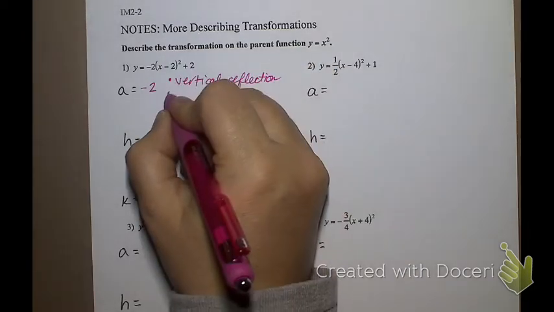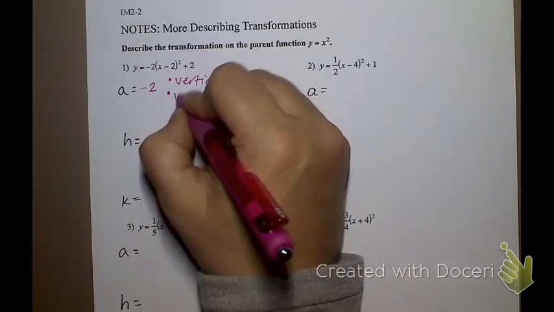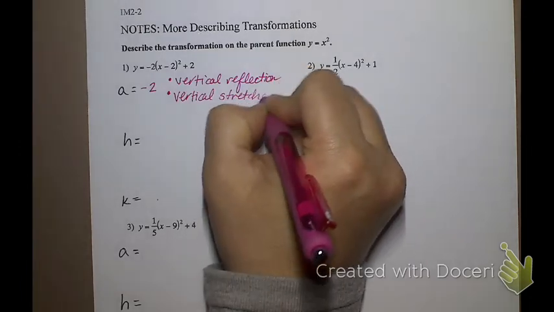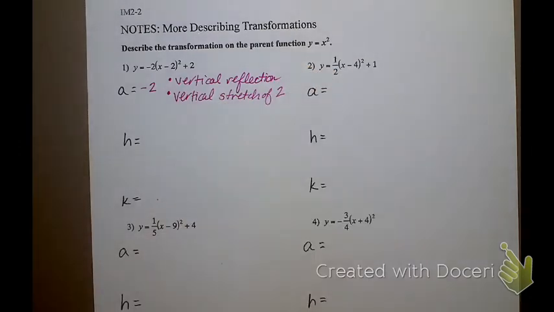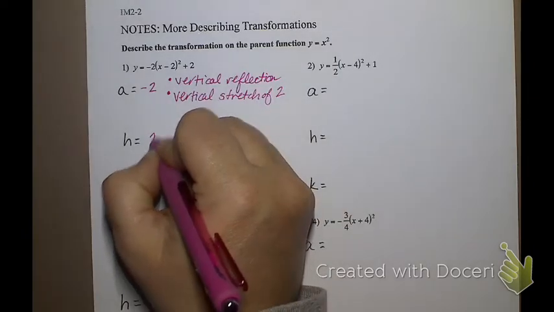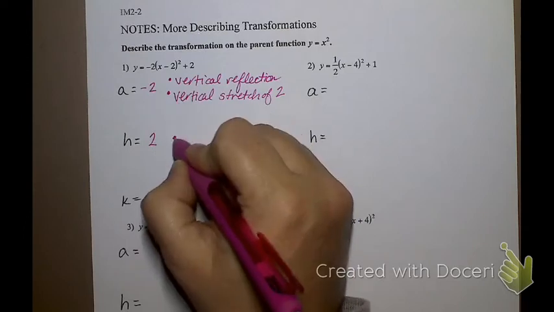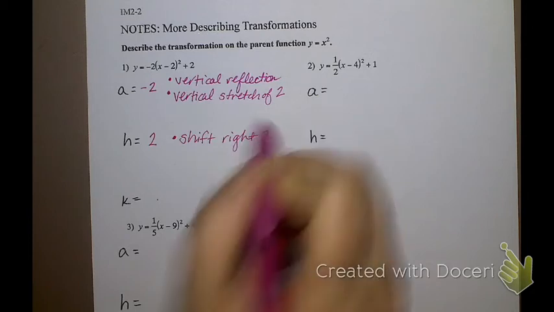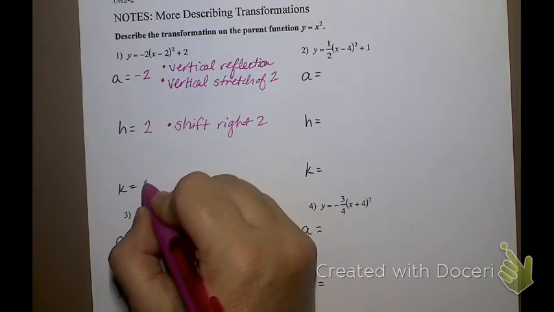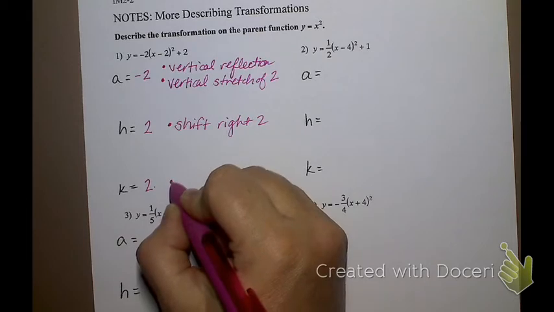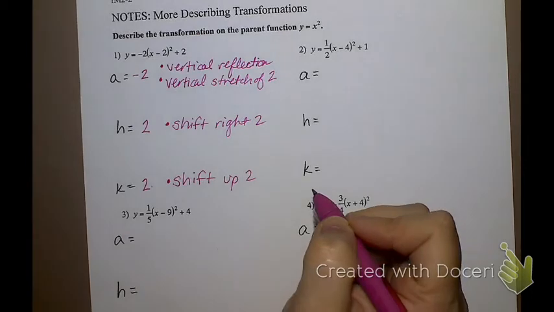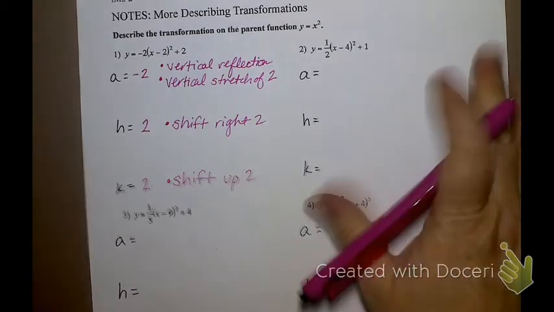Vertical reflection. Because it is a 2, what else is going on? Vertical stretch of 2. What is my H value? +2. So what does that mean? And K is what? A lot of 2's. So what does that mean? Terribly difficult, right?